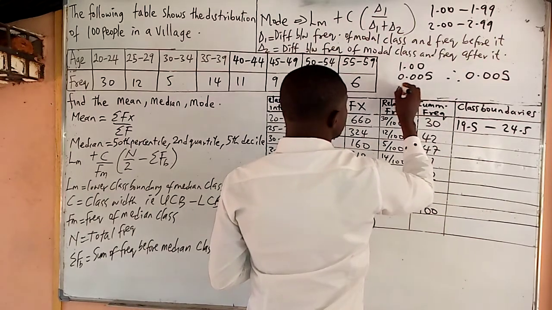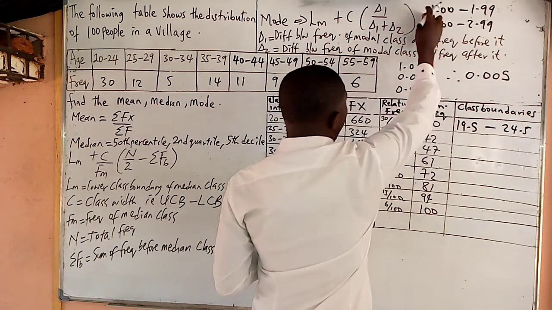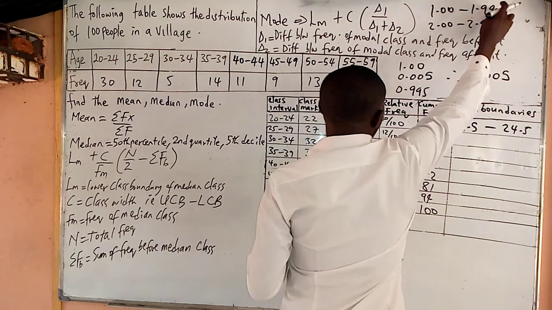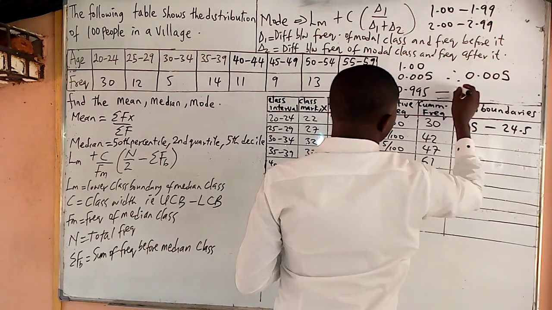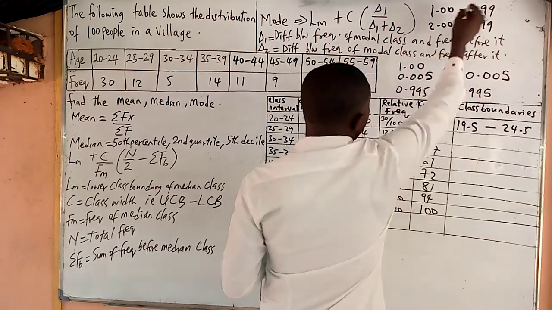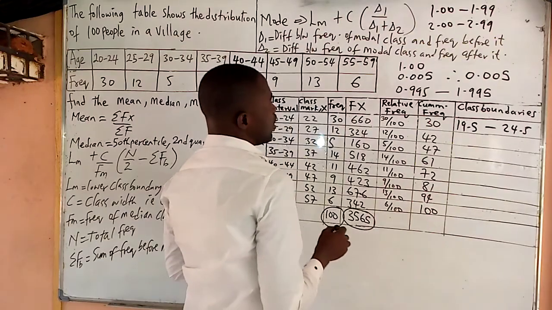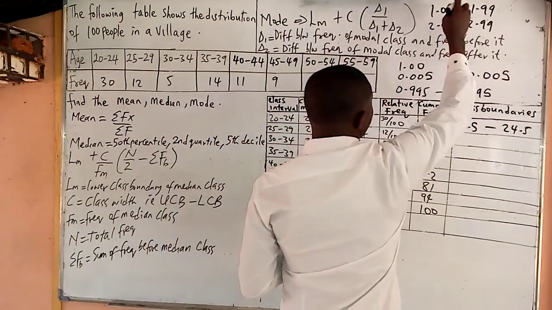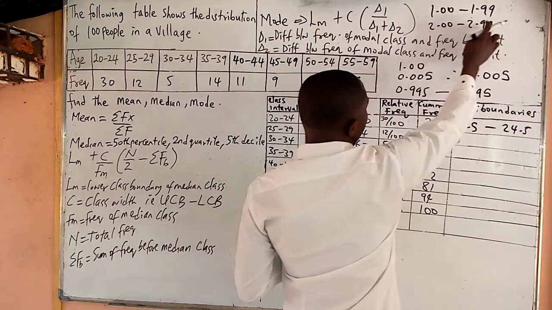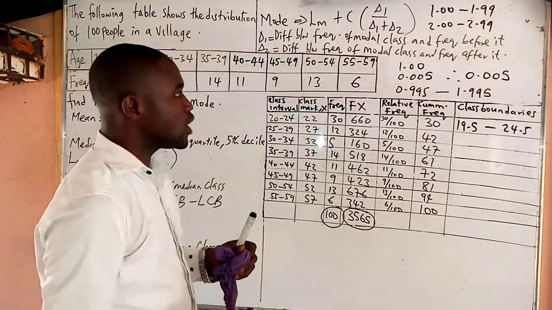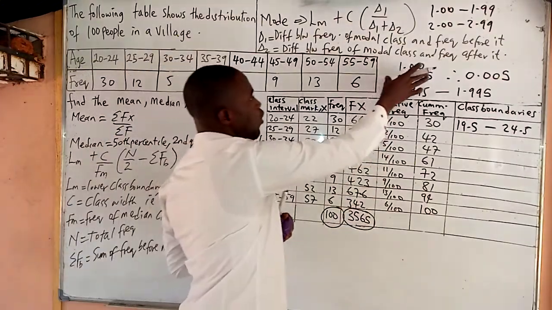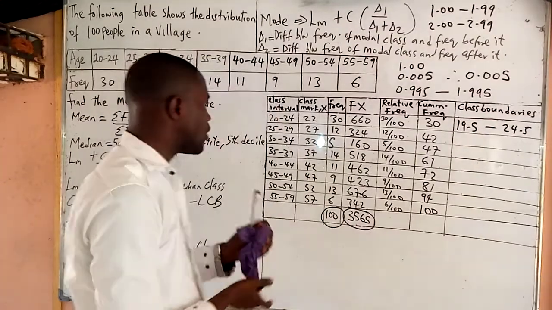That will be giving you 0.995. 1.00 minus this is 0.995. 1.99 plus this will be giving you 1.995. So this will be the class boundary: 0.995 to 1.995. The second one, 1.995 to 2.995, and so on. So it is not only 0.5 that you can add or subtract, you can add any number depending on what you derive, as I showed on the board.